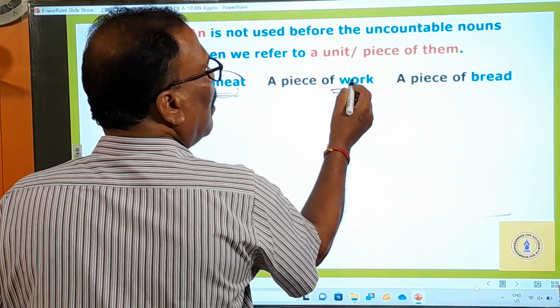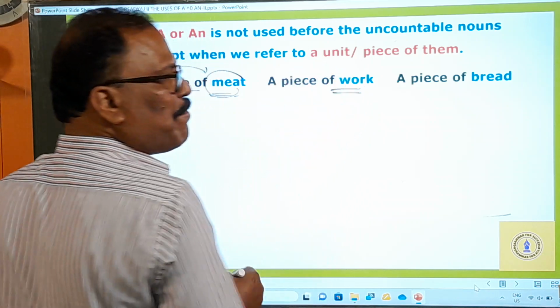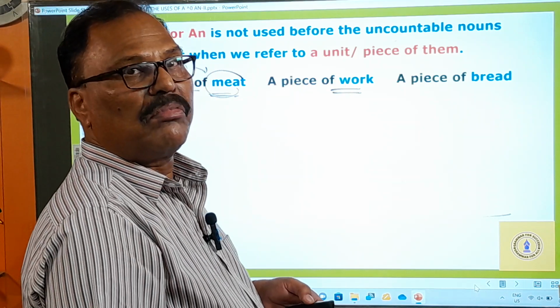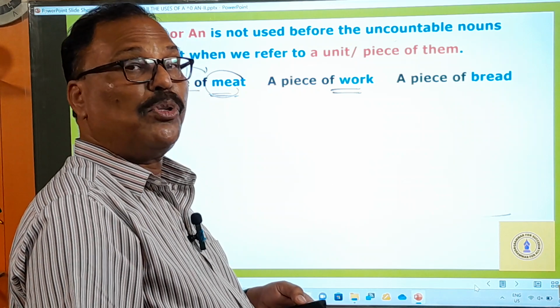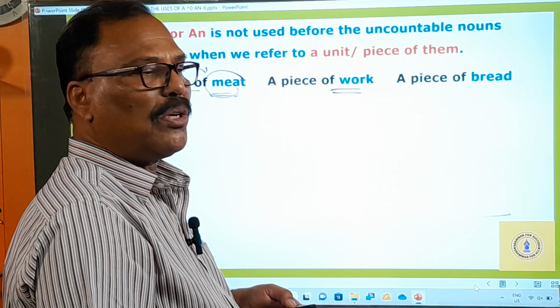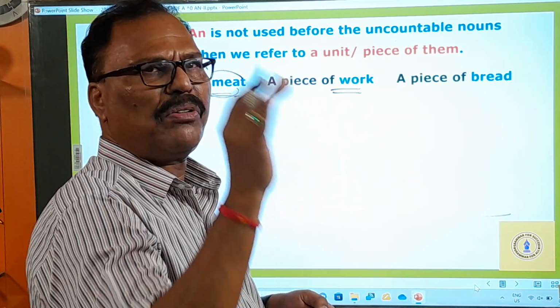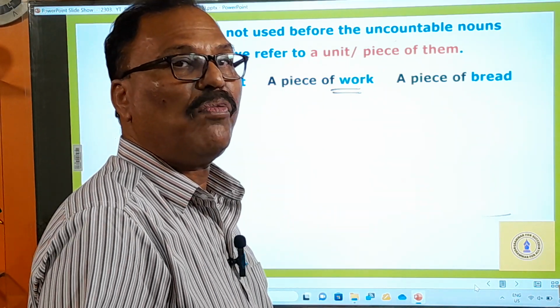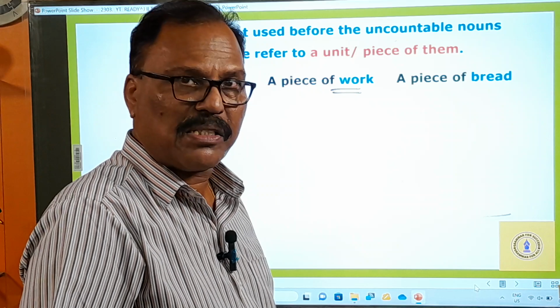A piece of work. Work is also like that. It's uncountable. A piece of work. I am doing a work? No. Work is an uncountable noun. I am doing some work, you can say. I am doing a piece of work. Work includes everything. Dawn to dusk, you will be doing so many things. I have got homework, you say, but you don't say homeworks.